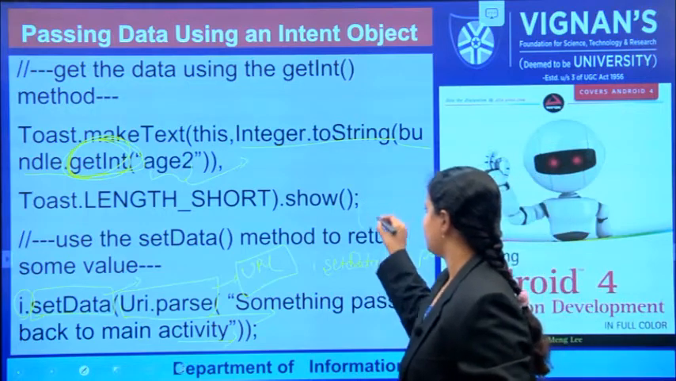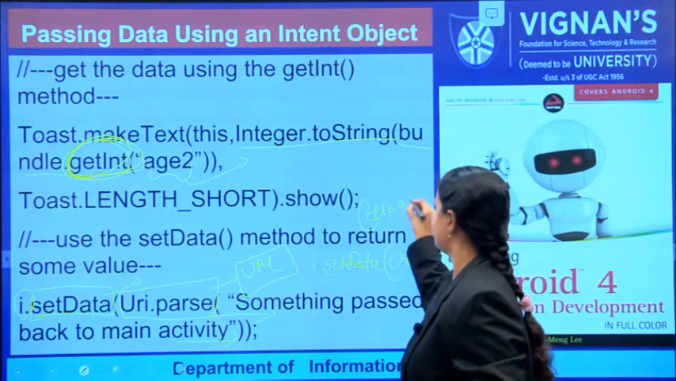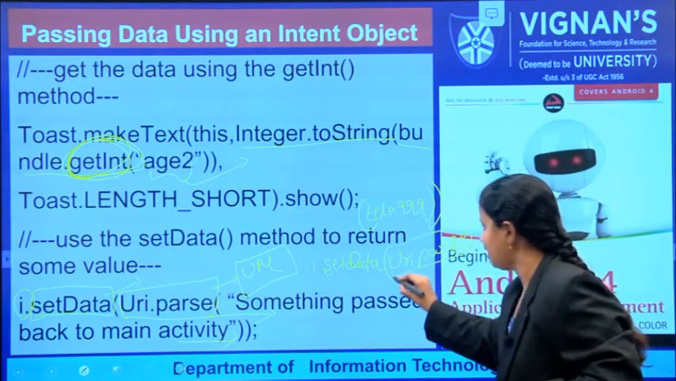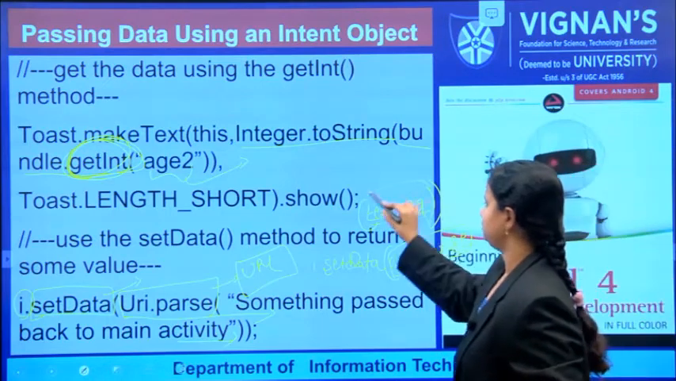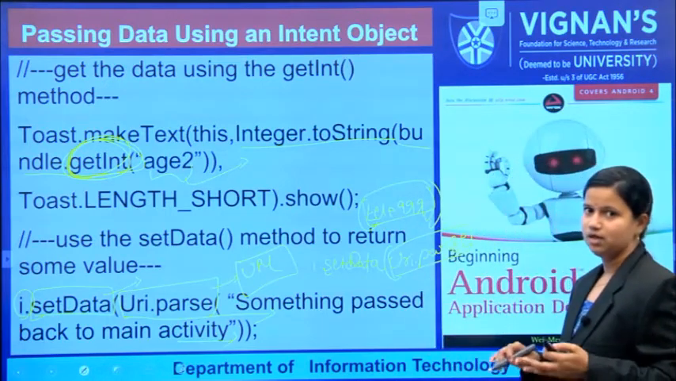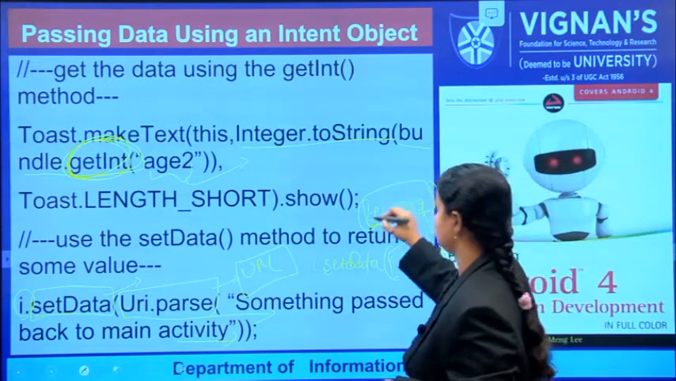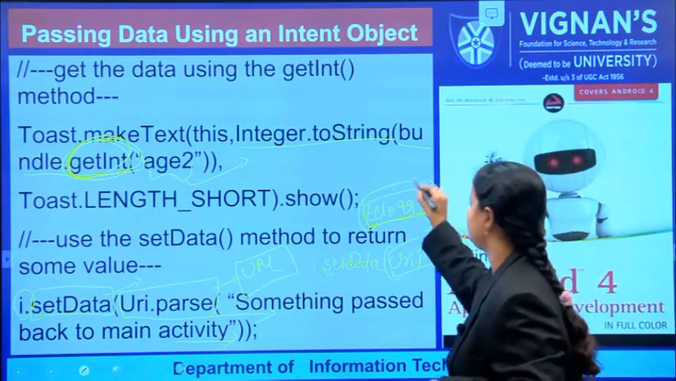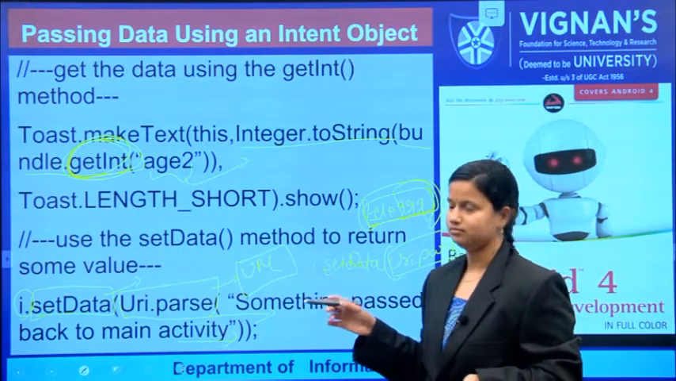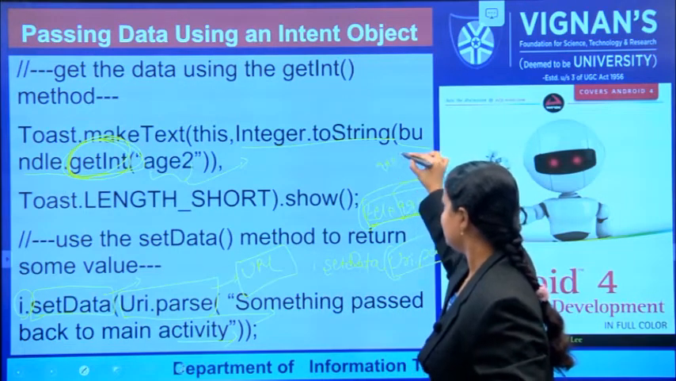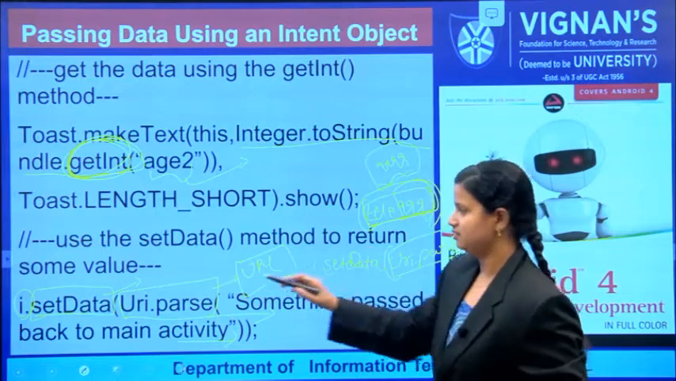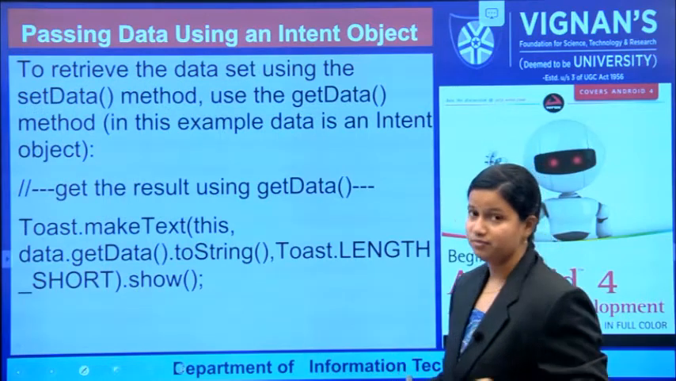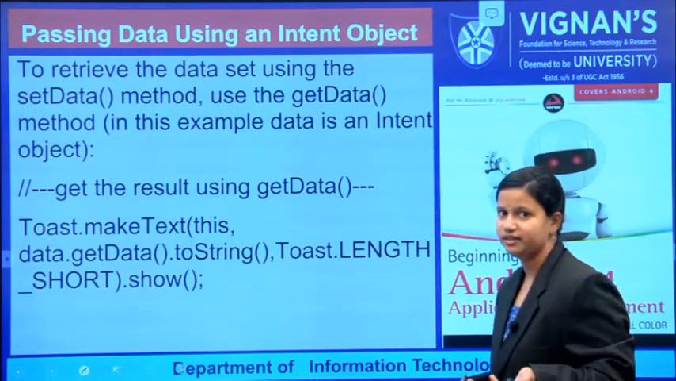In this Uri.parse you are giving tel: plus 999. What is the meaning? This Uri.parse will take the information from the web browser, from the URL. So tel: plus 99 means that this number will be called directly. So this phone number will be set for this i.setData. How do we get the data from that setData, which is presented in a URL?